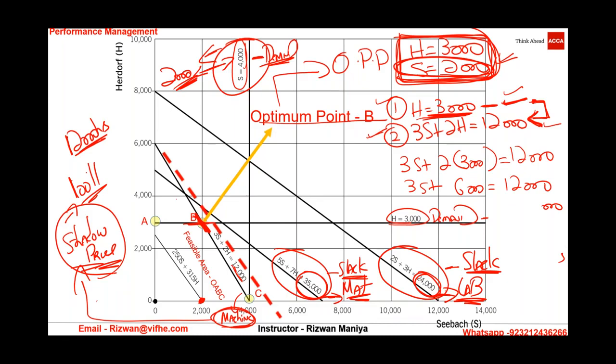Okay, but all other lines where the optimum point does not fall are the ones where slack will exist, whether those are resource lines, as you can see here, or whether those are demand lines. So slack will exist. Slack means underutilization of a resource. Slack means the resource is not fully utilized, and that is why there will be spare capacity. Okay.